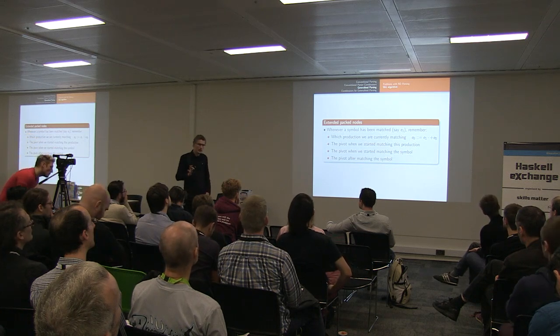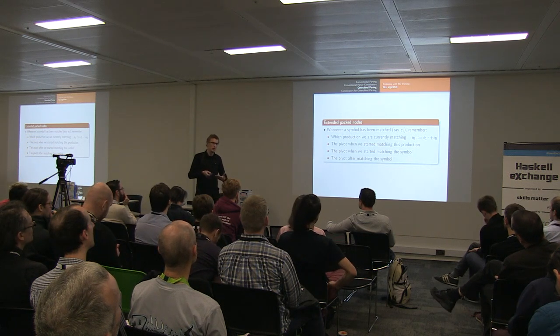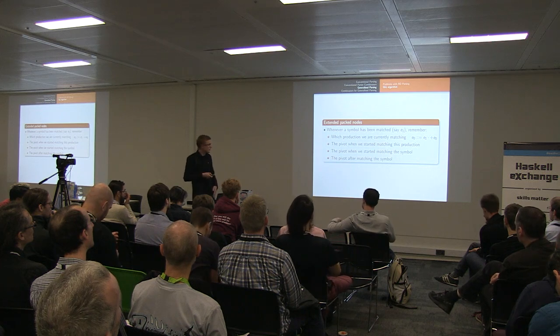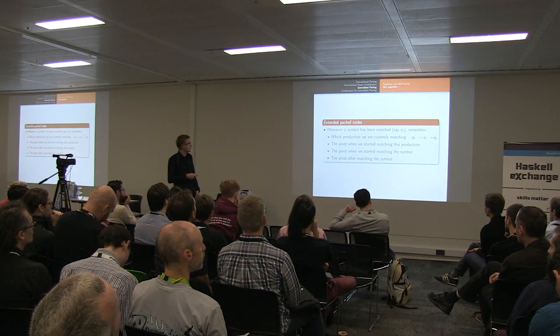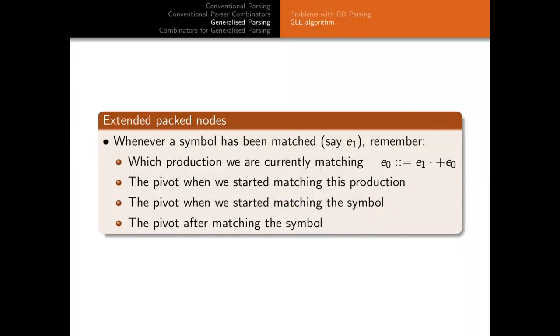The absolute minimum of information that we need to somehow maintain in order to find all possible derivations, to represent all parse trees, is what I call extended pack nodes. The idea is whenever we match a certain symbol, say E1, we must remember the production we are currently in while E1 was matched. I'm representing this using this production notation where I put a dot behind the E1, suggesting that we have finished matching E1. We must remember the pivot at the time that we started matching the production.